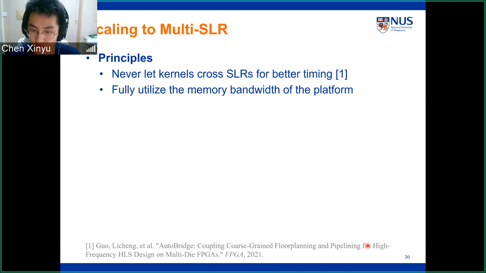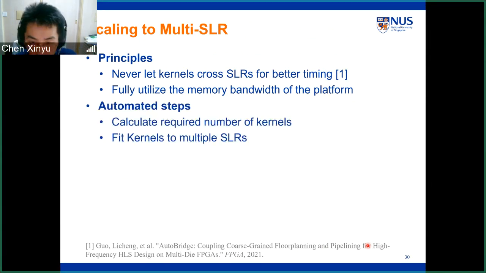And also we try to fully utilize the memory bandwidth of the platform because, as we mentioned before, graph processing has a very high communication to computation ratio. It's very memory bandwidth bound. So if we want to achieve very good performance, we must fully utilize memory bandwidth, right? Following these two principles, we have developed automated steps. Firstly, we calculate the required number of kernels according to the memory bandwidth of the platform, and then we try to fit these kernels into multiple SLRs. I will introduce the steps one by one.